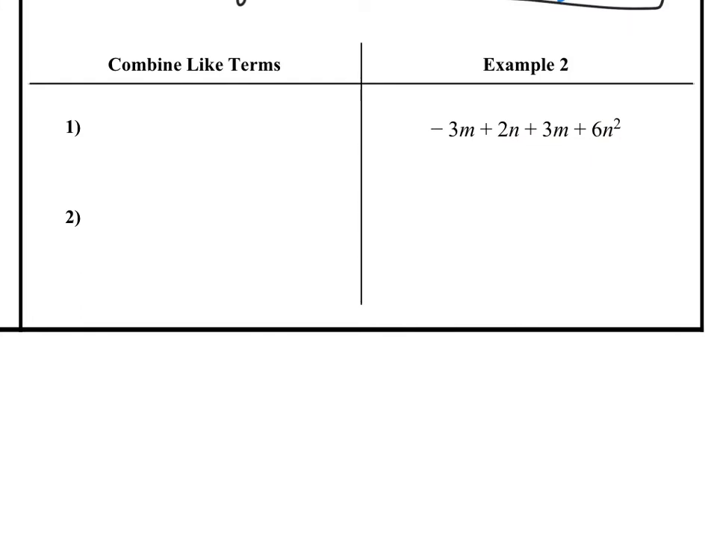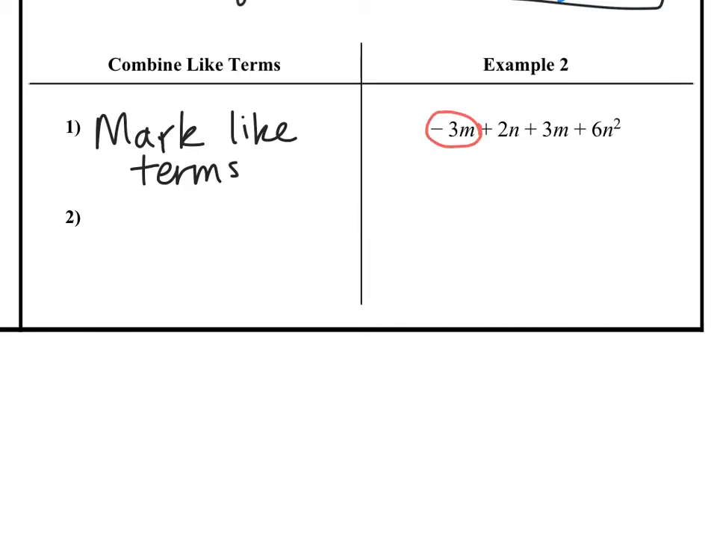Doing our second example, once again, first thing I want you to always do is mark your like terms. I don't care how cool you think that you are, not cooler than marking your like terms, because it helps us make sure we're seeing everything in the expression. Okay, let's go and do that. Negative 3m is a like term to exact same variable, positive 3m. Looks like there's no other, just n's, so we'll mark that differently. And only one n squared.